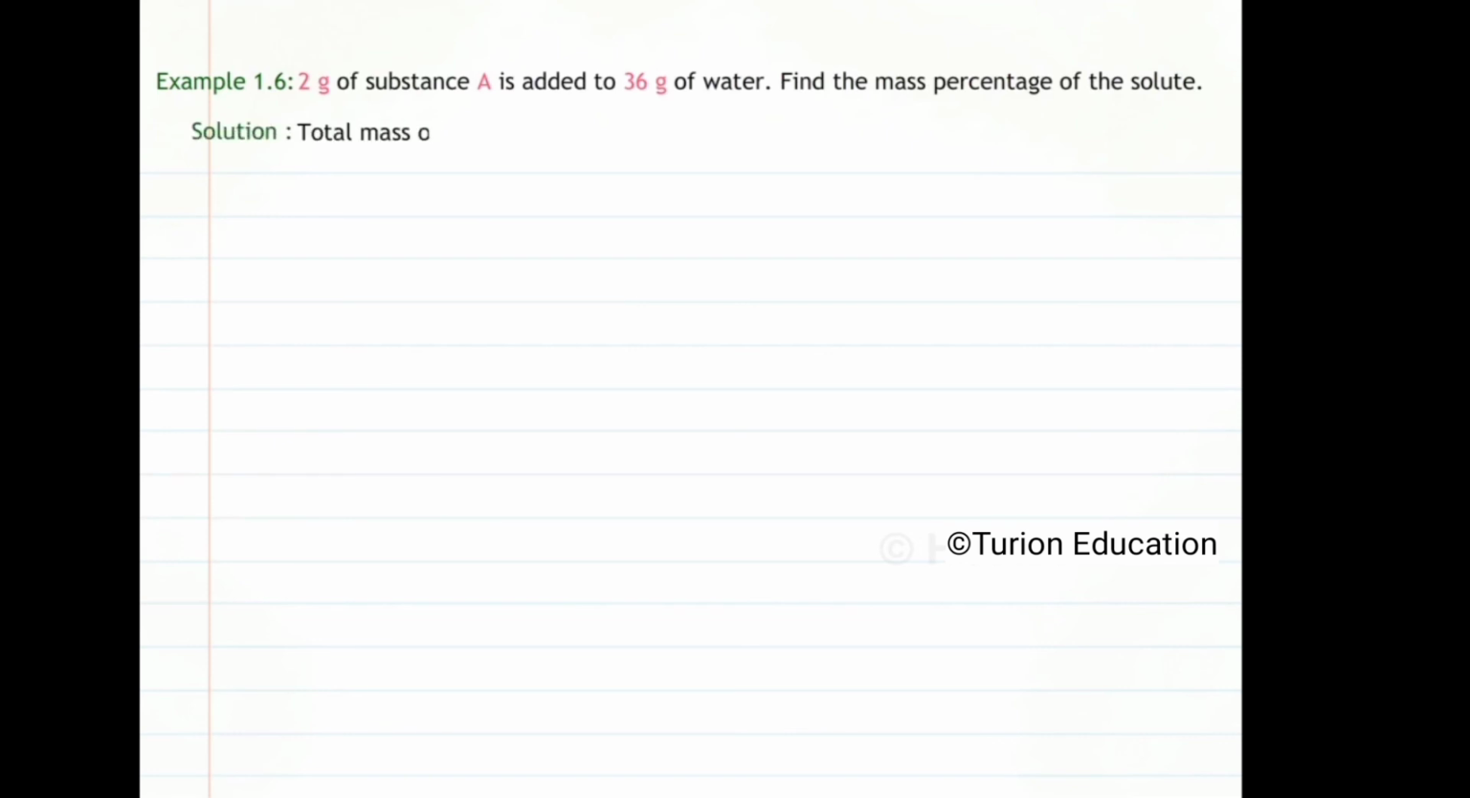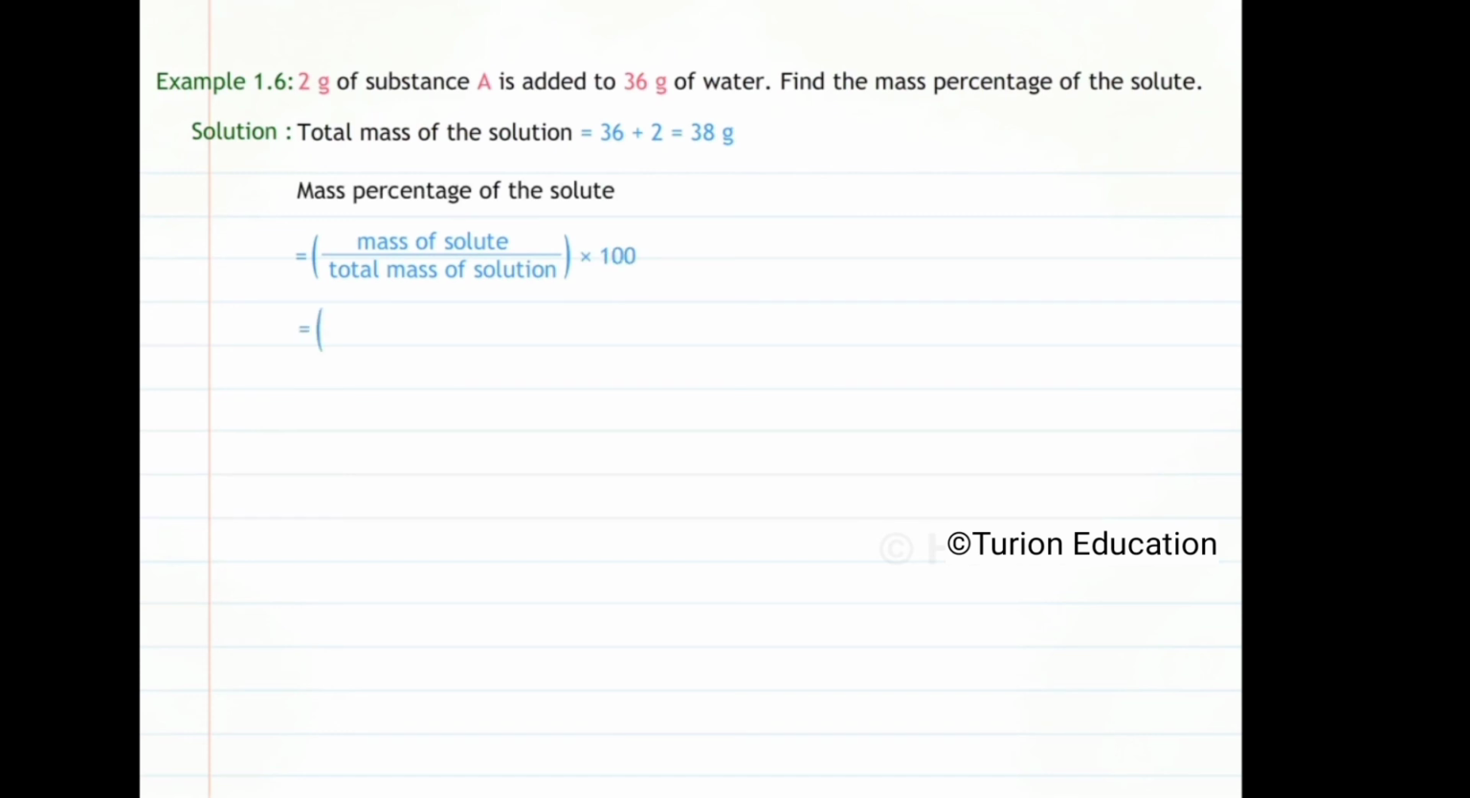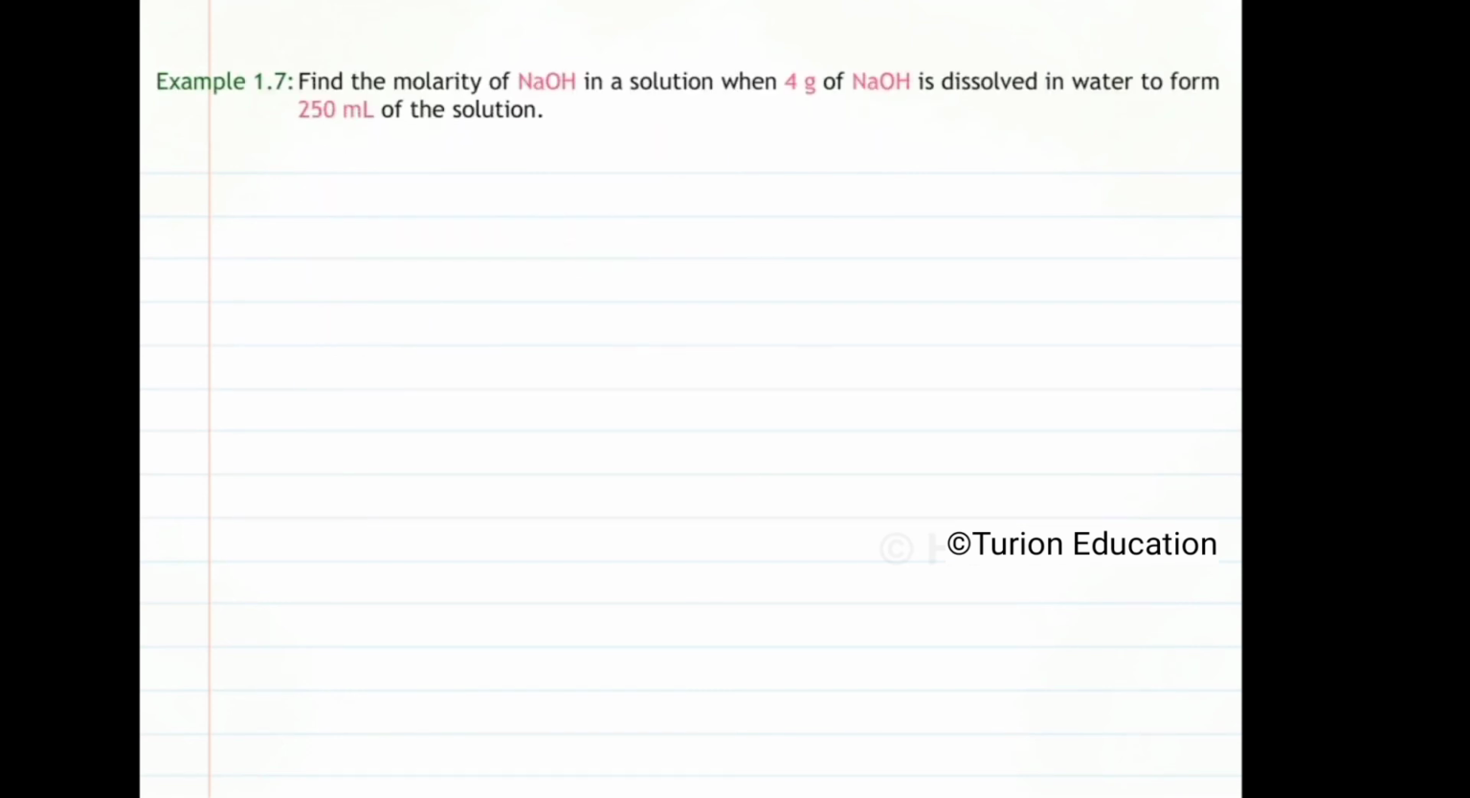Solution. Total mass of the solution equals 36 plus 2 equals 38 grams. Mass percentage of the solute equals mass of solute by total mass of solution into 100 equals 2 by 38 into 100 equals 5.26%.